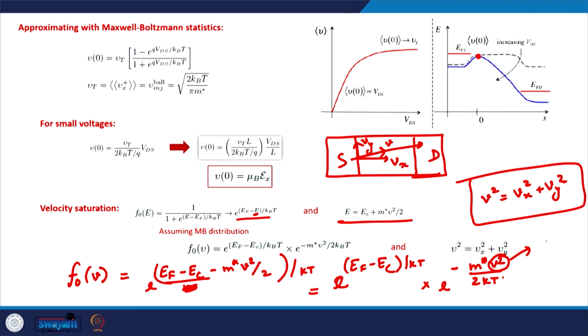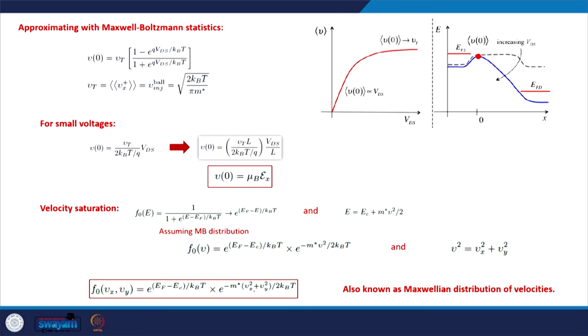So this is how we obtain the distribution of velocities in the ballistic MOSFET. And what is the meaning of this distribution of velocities? This is in a way the probability that an electron will have a velocity v in the channel. And if we simplify this further, this v square can be written as vx square plus vy square. So this velocity distribution function can be written as f naught (vx, vy) equals exponential of (EF minus EC) by KT times exponential of minus m star (vx square plus vy square) by 2 KT.